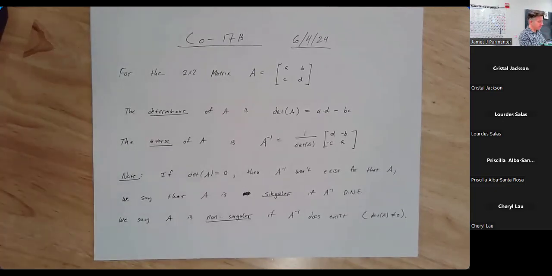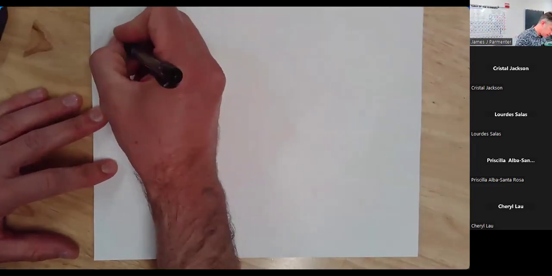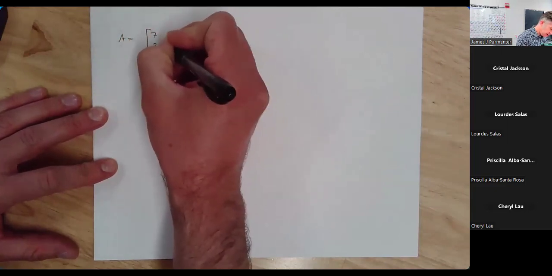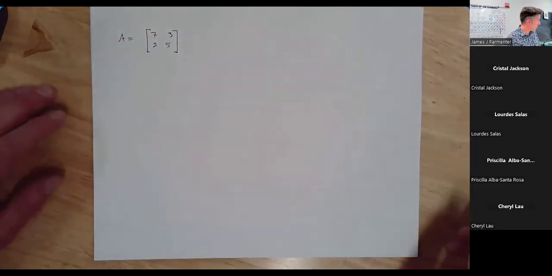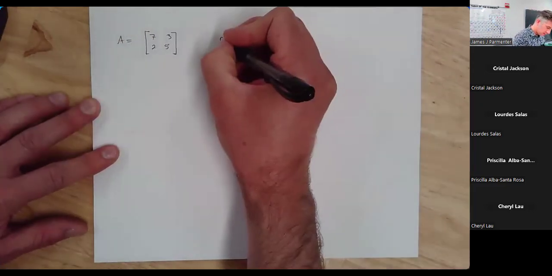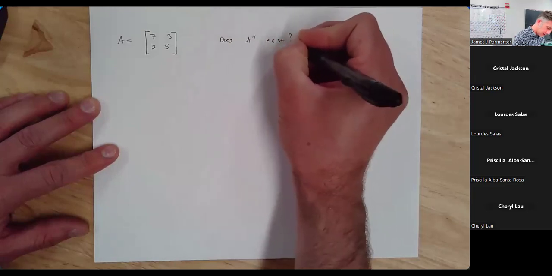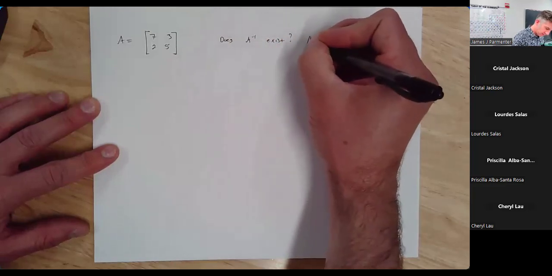Let's look at an example here. Let's say we have the matrix A equal to [7, 3; 2, 5]. So let's ask the question, does A inverse exist? And if so, find it.